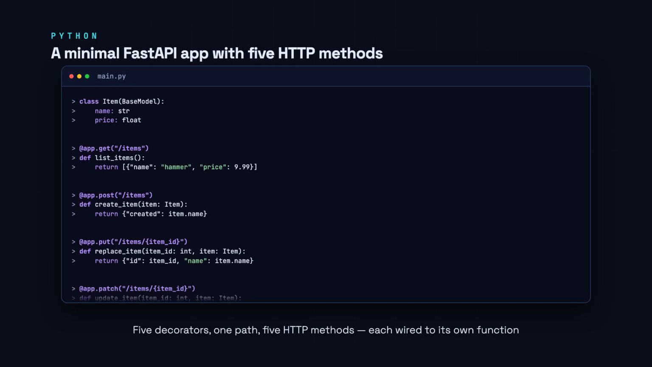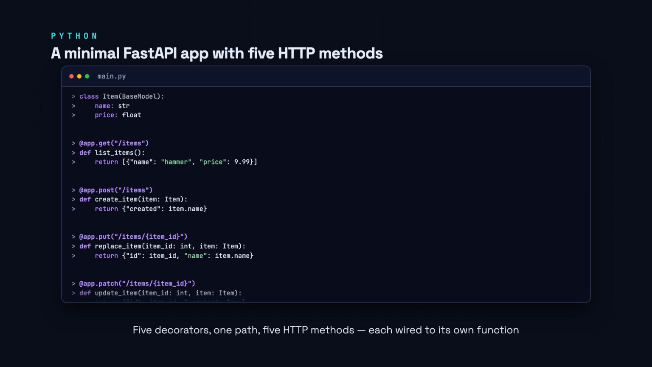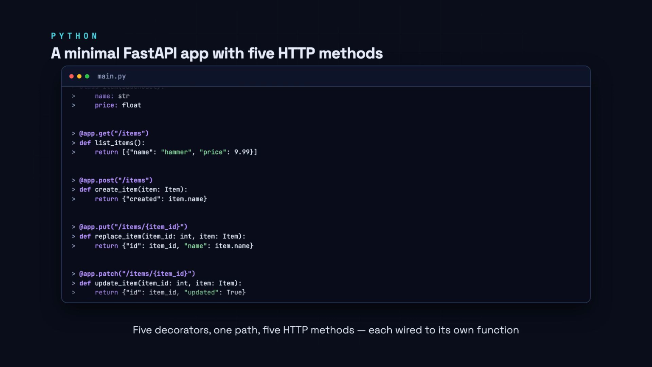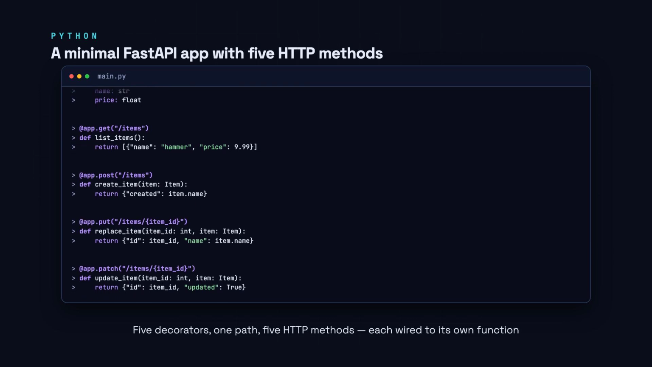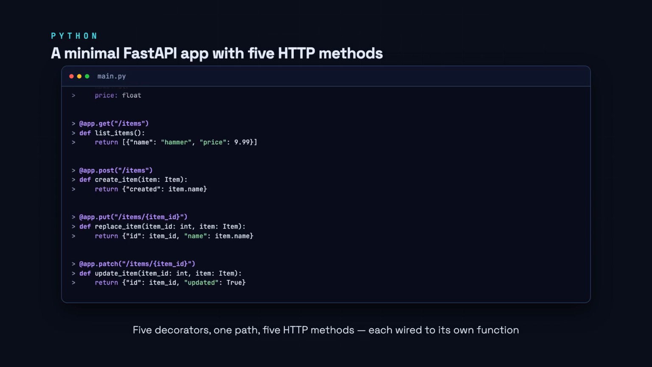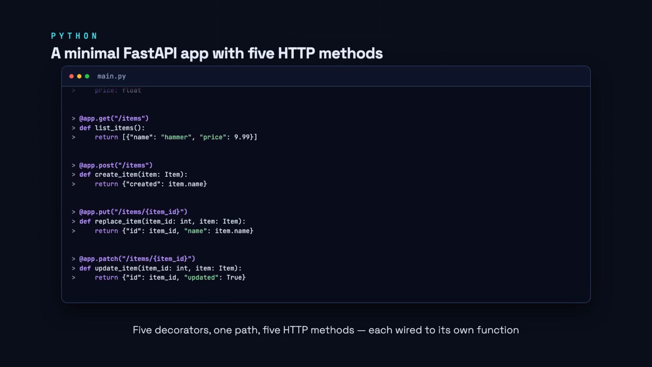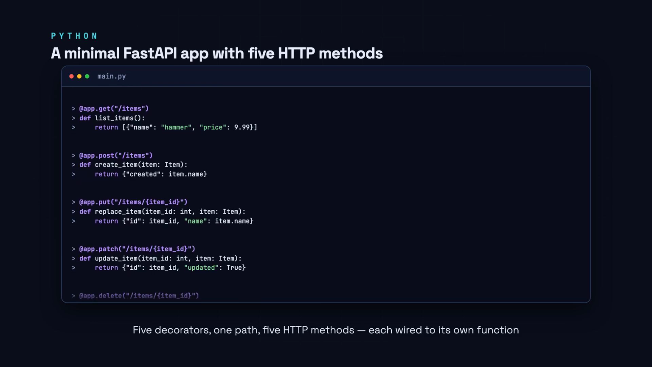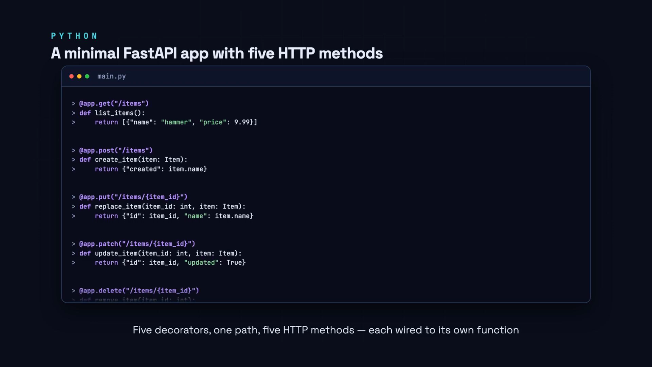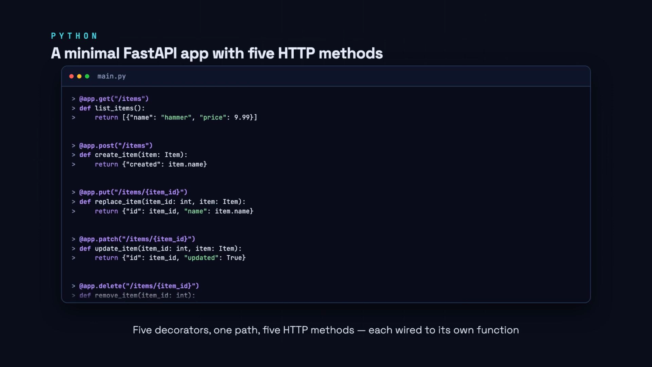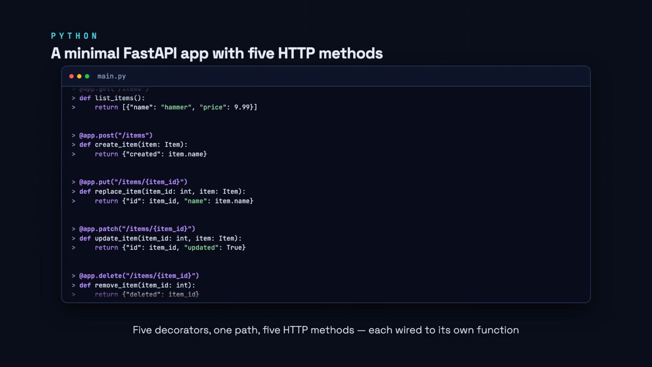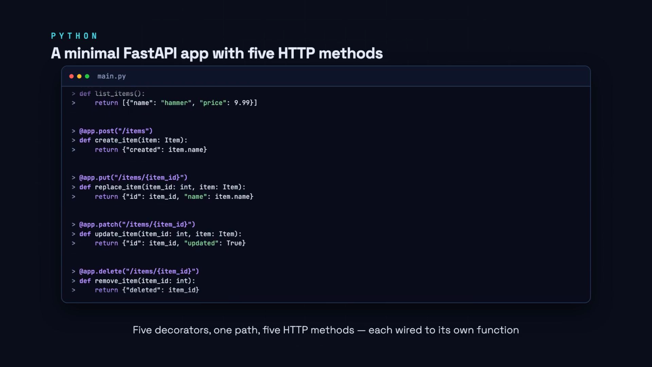@app.post("/items") handles POST requests. FastAPI reads the request body and passes it into an Item for us. The put and patch decorators both include a path parameter item_id in curly braces. FastAPI extracts that integer from the URL. Finally, @app.delete handles DELETE. Notice that every decorator is just one line, and the function name is entirely up to you. FastAPI does not care about it.